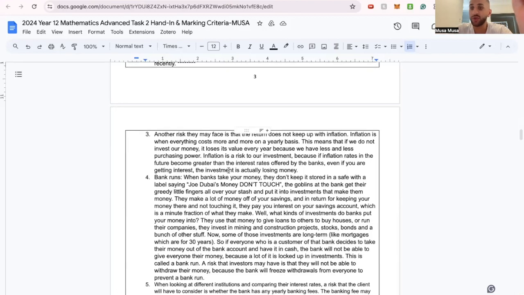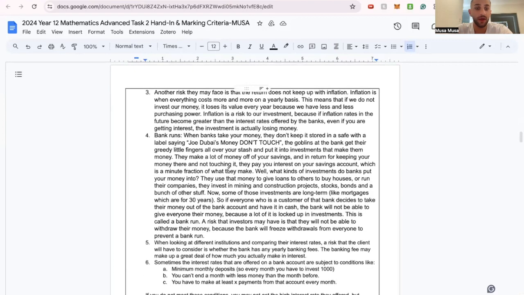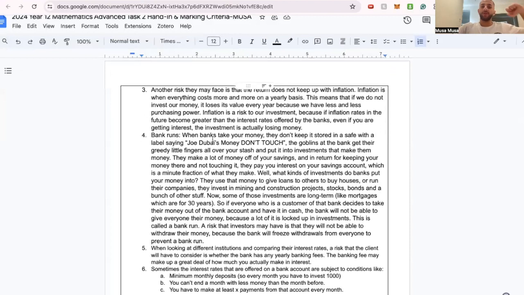So yeah, you need to just make sure that the interest rate that you get is higher than the inflation rate. Okay. So bank runs.